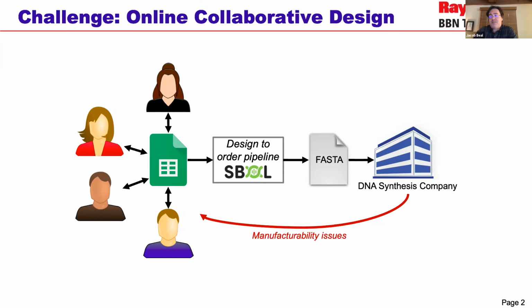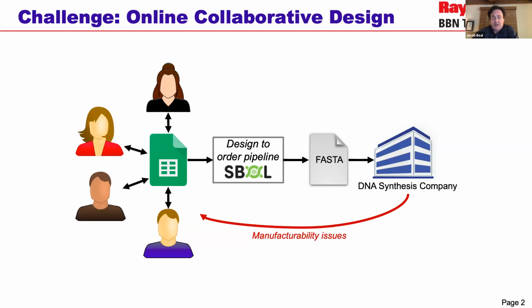So we need to have collaborative design in an online context where you've got a whole bunch of people collectively editing what in our case turns out to be what I think of as the lowest common denominator of biological design, a spreadsheet. We're designing fairly complex library builds in this spreadsheet, which then we have a pipeline that's SBOL enabled for taking those designs and getting them into FASTA files that we can upload to a DNA synthesis company to get built in support of our experiments.